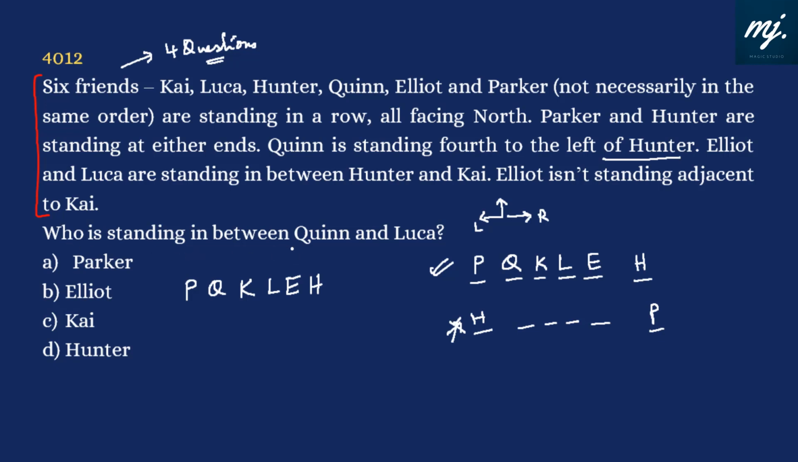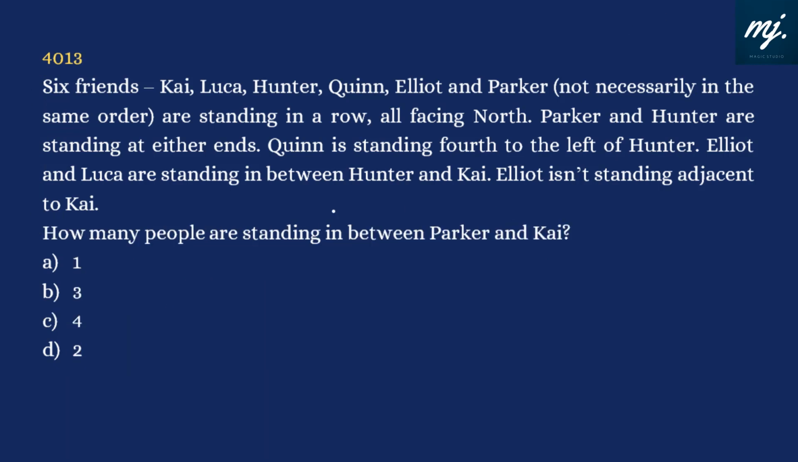Who is standing in between Quinn and Luca? Q and L. Between Q and L is K, that is Kai, and option C fits in. The next question, we know the pattern is P, Q, K, L, E, H. Question, how many people are standing in between P and K? Parker and Kai, only one person is standing. Mark option A or 1 and move on.